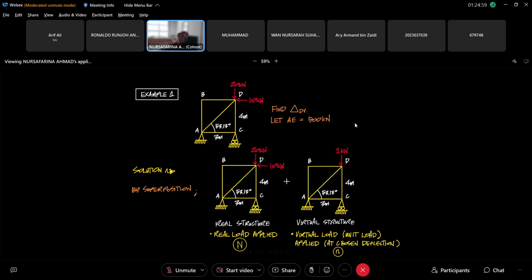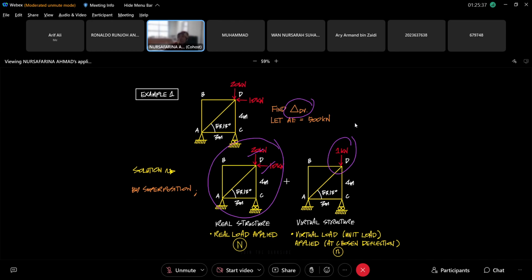You need to divide it into two structures. One structure is the real and the other one is the virtual. The real structure is all in here. But when we come to the virtual structure, you need to ignore the real load and apply a virtual load, 1 unit load. Since our objective is to find deflection, we apply 1 kilonewton.